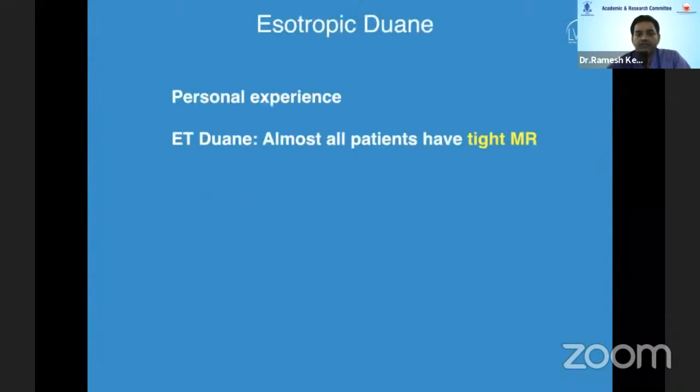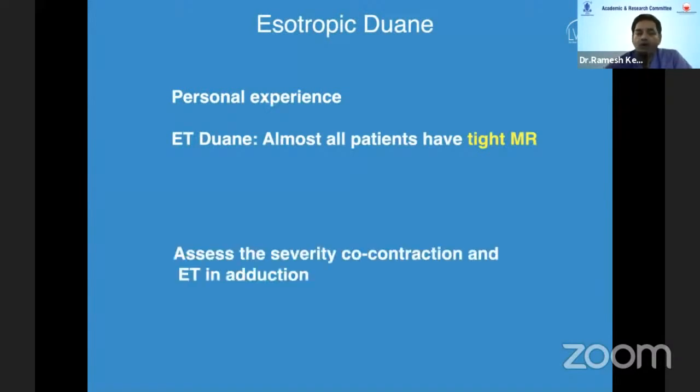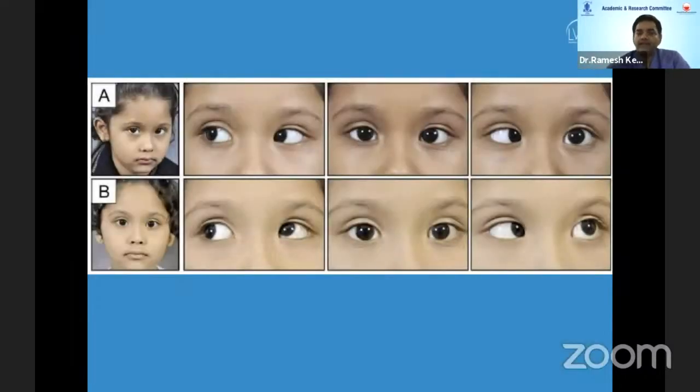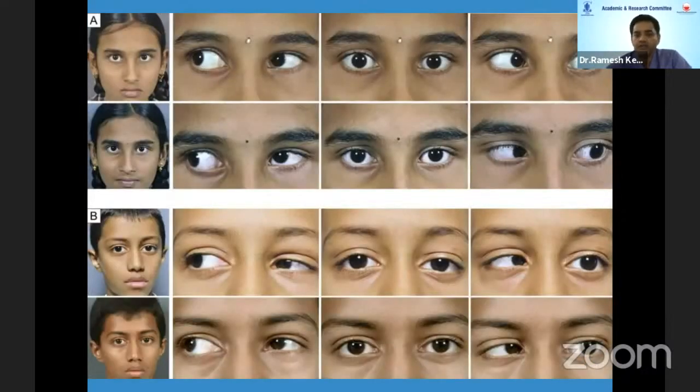Coming to the second objective, that is the isotropic. In my personal experience, most of the patients with isotropic Duane have a tight medial rectus, and you have to always assess the severity of co-contraction and isotropia in adduction as well. This is very, very important in terms of assessment. This child, as you can see in the upper panel, the central picture, has a large esotropia. We did medial rectus recession for that. Additionally, we also transposed the superior rectus to the lateral rectus. You can see abduction also improves. Their abnormal head posture also gets corrected. Similar outcome in these two patients as well.